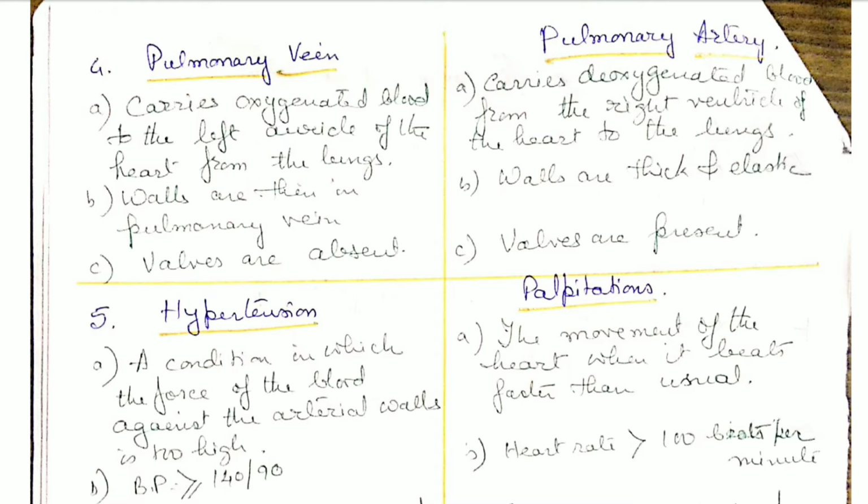Pulmonary vein walls are thin, and pulmonary artery walls are thick and elastic. Valves are absent in the pulmonary vein, whereas valves are present in the pulmonary artery.